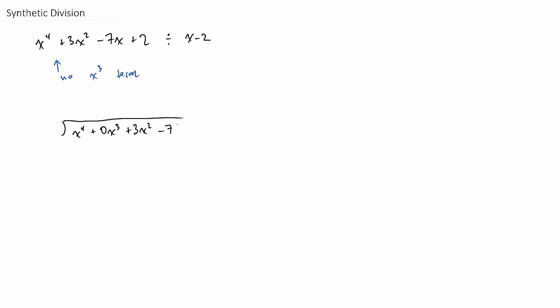So we actually have to put a 0x cubed in there to keep track of the place values as we divide. So to start off with, we're going to do long division just for the first one. We're going to see how it compares to synthetic. So you go through at any point, pause this, convince yourself you know what you're doing.